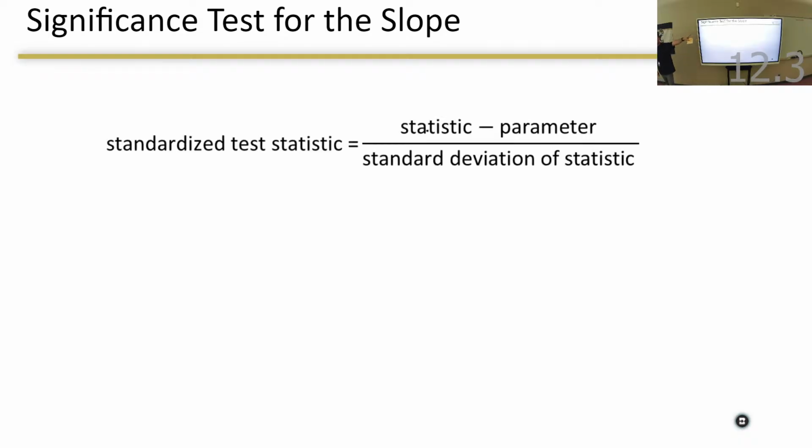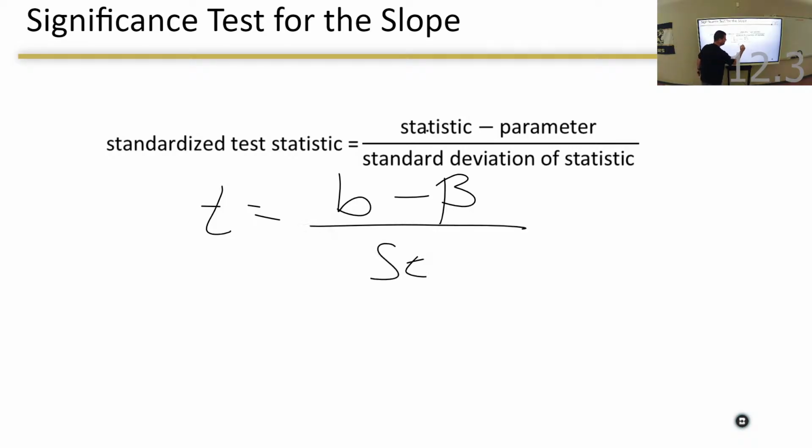Significance test for slopes. You know the standardized test statistic is equal to the statistic minus the parameter. You already know all this stuff. It's your job to turn it into variables if you have to. Your standardized test statistic for this is T, right? It is T. Your statistic is b. Your parameter is beta, or whatever your Ho is. Your standard deviation of the statistic is that. Whoops, that's a b. Okay.